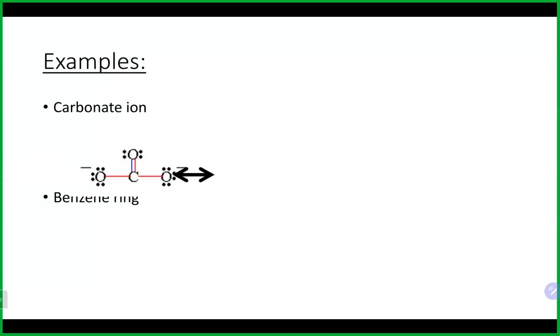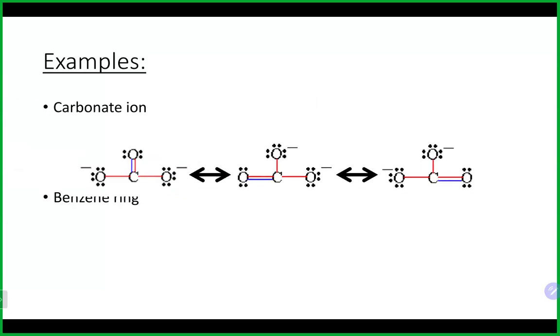So a couple of examples that we saw there, you don't have to worry about the charges, but again, our carbonate that we just drew, every single one of those, you can just move that double bond to all possible locations. Benzene ring, we will actually see it when we get to organic.